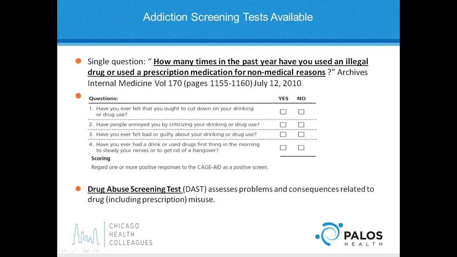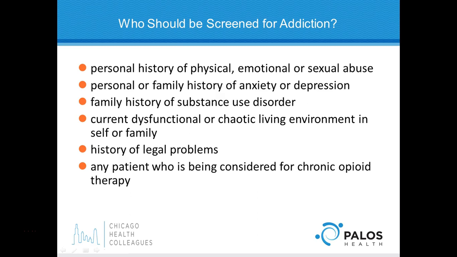A question that you could use, just do it in a non-confrontational manner, would be: how many times in the past year have you used an illegal drug or used a prescription medication for non-medical reasons? Pretty simple, open-ended, and many times it will help you. Another questionnaire you could use is called the CAGE-AID, which is basically the CAGE questionnaire with drugs added. The CAGE, as you know, is used for screening for alcohol, and then the AID is used for screening for drug abuse. If this is positive, then you can move on to using something called a drug abuse screening test, other tools, or you can refer them for further evaluation.